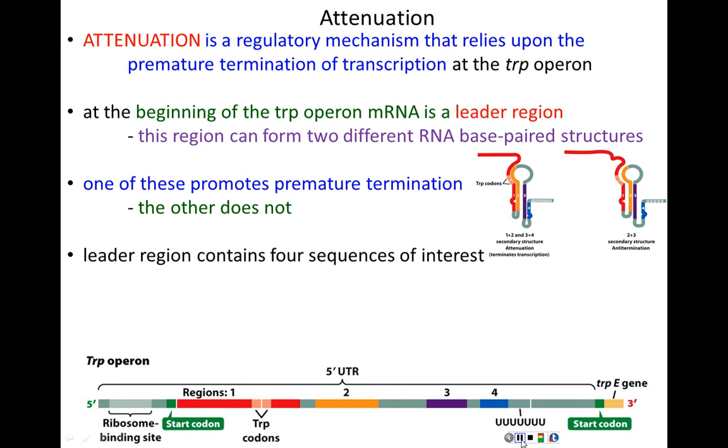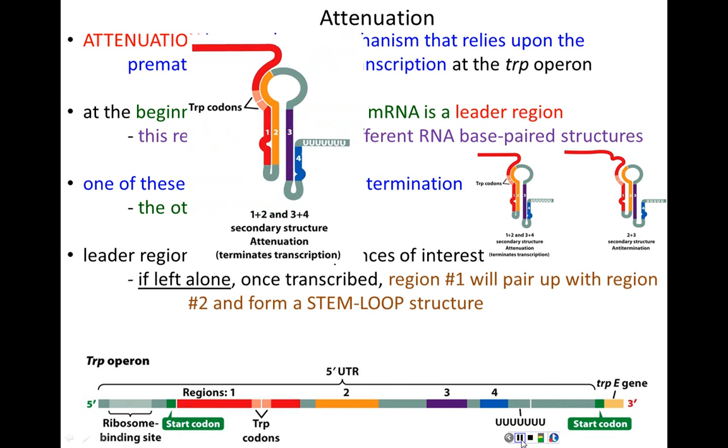Again, we have 4 different regions or sequences of interest in this leader region. If left completely alone, the very first sequence of the leader region to be transcribed is going to be region 1. The very next sequence is going to be region 2. And region 1 and region 2, when they're part of single-stranded messenger RNA, can base pair together. In other words, where there's an A here on region 1, there's a U here in region 2. Where there's a C here in region 1, there's a G here in region 2. If there's a U here, there's an A here, and so on. So they base pair.